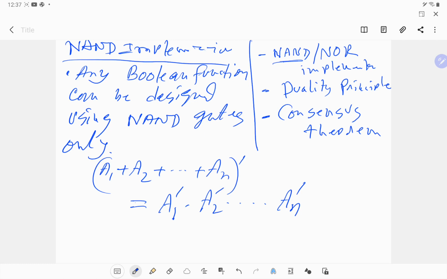So now how do we implement a function by using NAND gates? We apply the De Morgan theorem in order to eliminate all the OR operations from the function. Let's see this with a couple of examples.